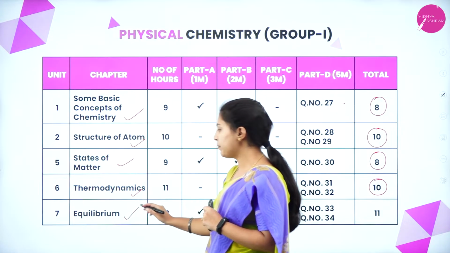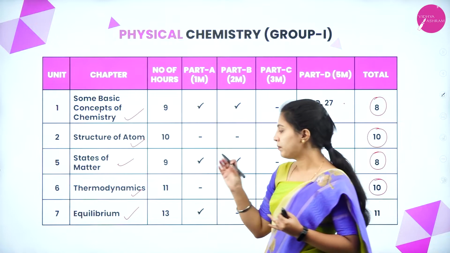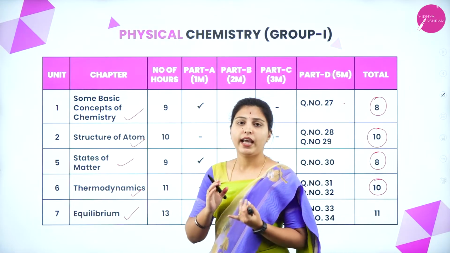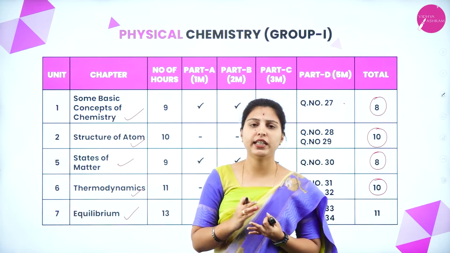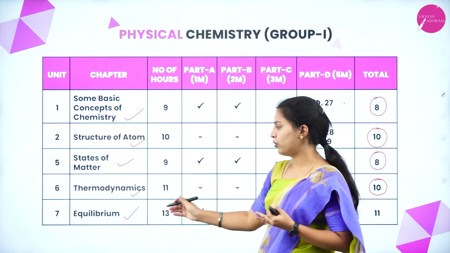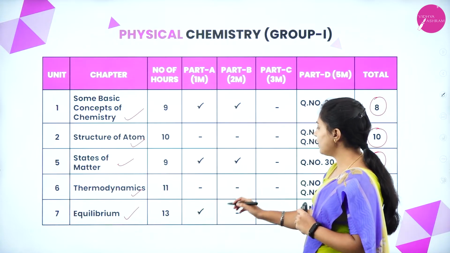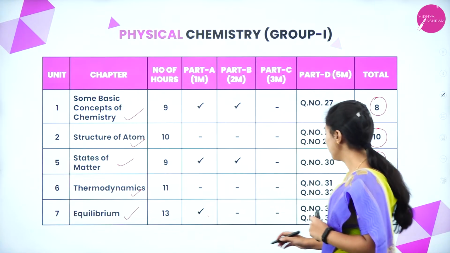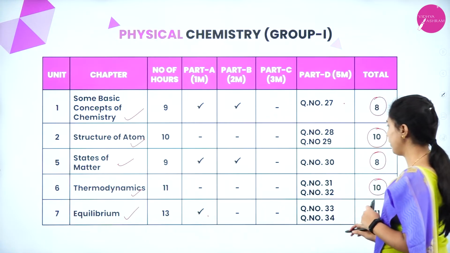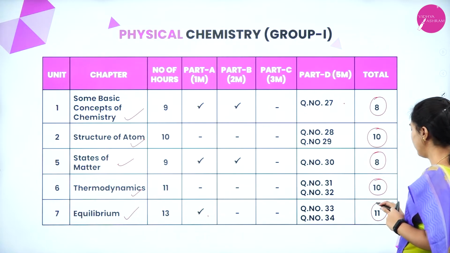Next, the equilibrium chapter. In this chapter, we are seeing about acids and bases. Many equilibrium constants we will look at, and overall concepts of acids and bases. For this chapter, 1 mark 1 question and 5 mark 2 questions will be allotted, total 11 marks.